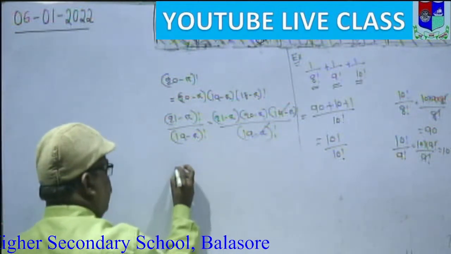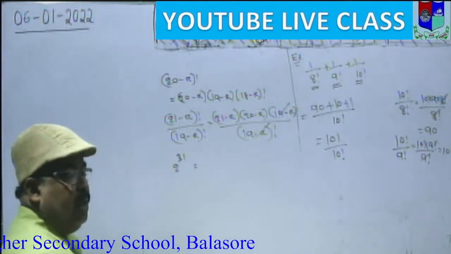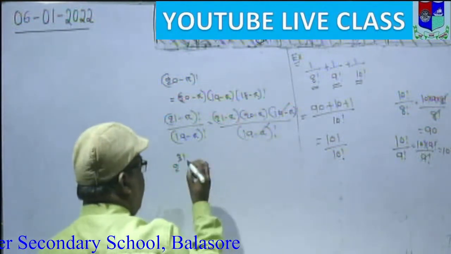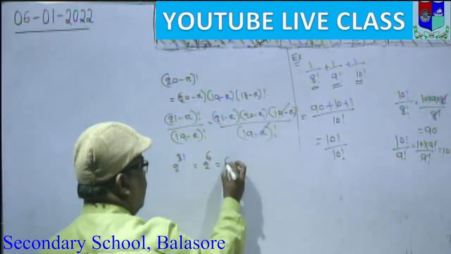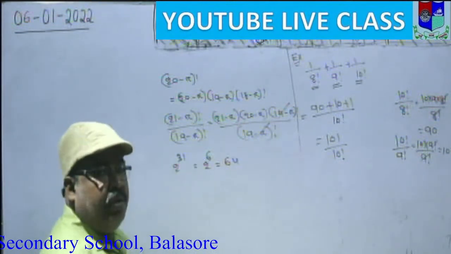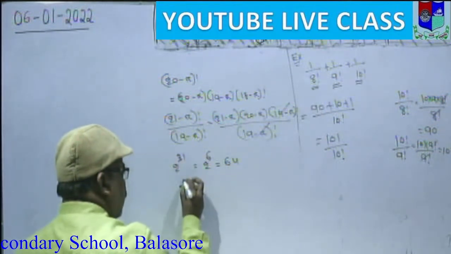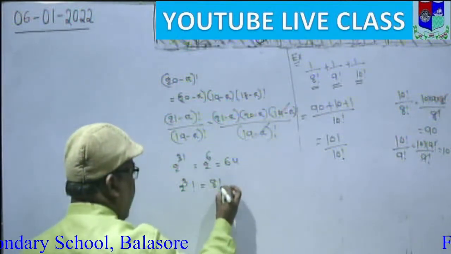Similarly, suppose the question is 2 to the power 3 factorial. What do you mean by this? We know 3 factorial means 3 into 2 into 1, that is 2 to the power 6. The answer is 64. If the question is (2 to the power 3) factorial, it means 8 factorial.